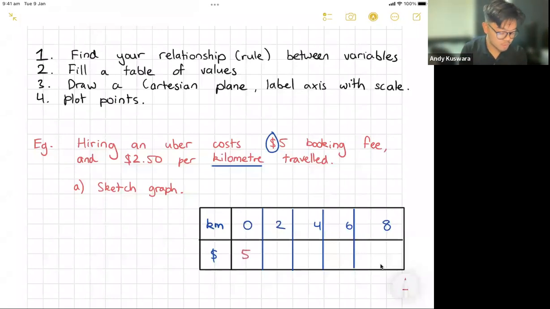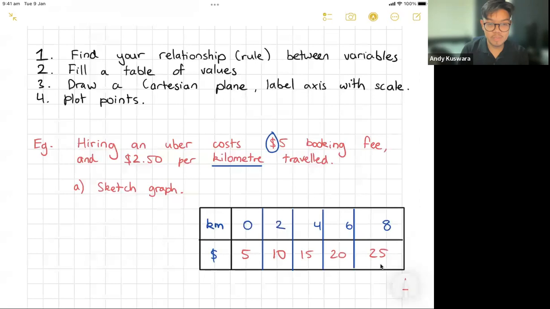Now if it's 2 kilometers, that means I have paid another $5, and so now this would be $10. And then if I travel another 2, that would be another $5, so 15. You can kind of see here, I'm just going up by 5s every time. Hopefully that makes sense.